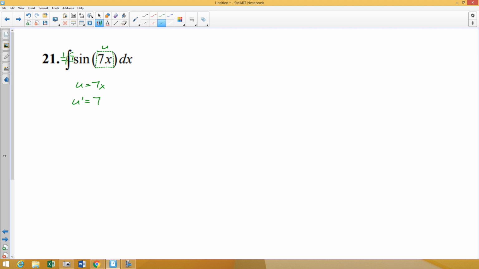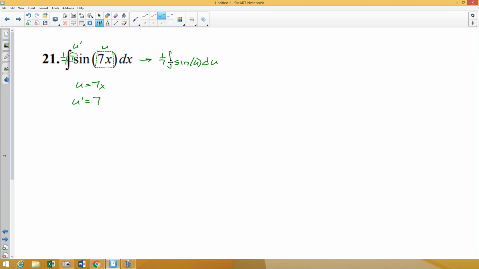And now I see my u prime in the problem. So I have 1/7. There's my u prime, sine of u. And so when you substitute everything out, it becomes the antiderivative. The u prime, along with the dx, merges into the du. Then we have sine of 7x, which I would rewrite as sine of u. Just don't forget that 1/7 in front needs to come along for the ride.